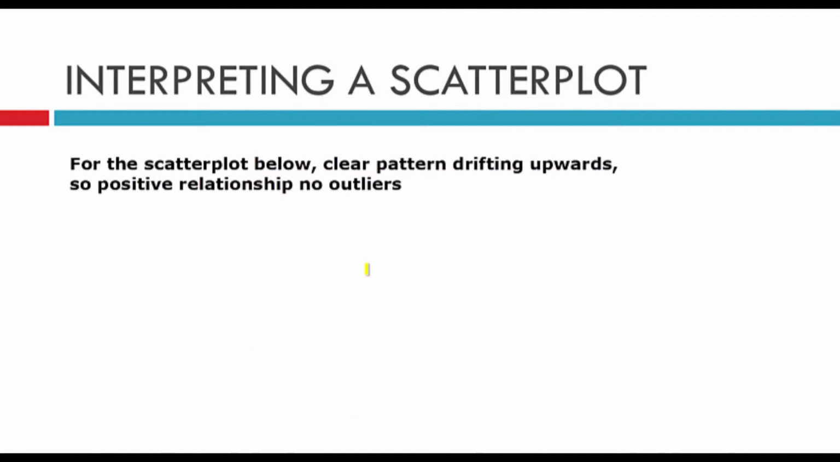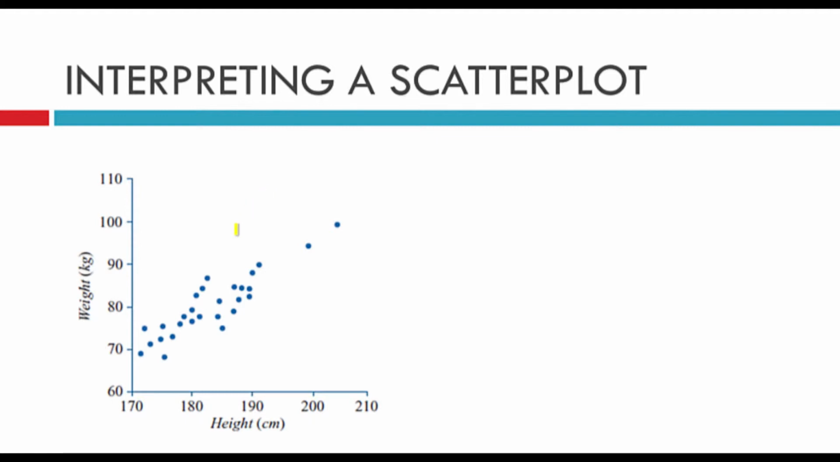Now, the next scatter plot that we'll see on the next page shows a clear pattern drifting upwards. If it's drifting upwards, it means we've got a positive relationship, and there will be no outliers in this one once you get to see it. Remember that as the gradient goes positive, it goes up the hill, so that is a positive relationship.